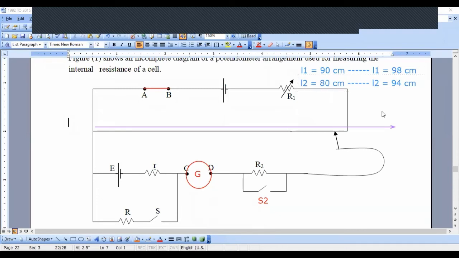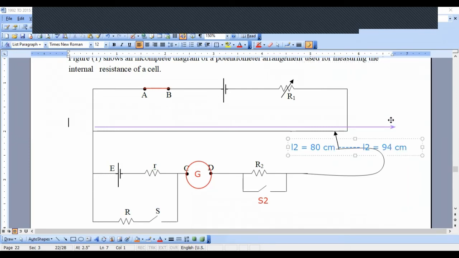the adjustment. Now let's say we use L2 for the adjustment, without using L1. Now listen to me carefully. Now I adjust R1 until L2, which earlier was 80, becomes 98 centimeters, something like this, right? We use L2. L2 means this switch is closed, S2 closed. Both switches are closed and obtain this L2, right?